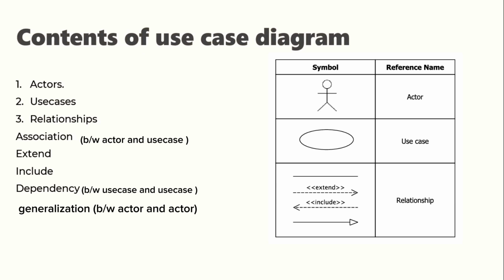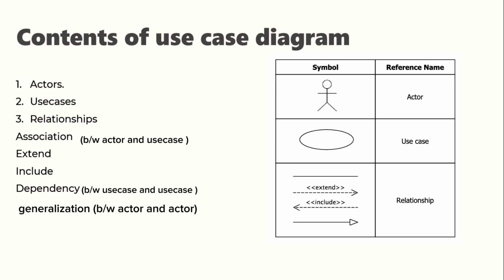So what are actors? Users or systems that interact with the system are called actors. An example would be the customer or an admin. So we can call them the actors. And use cases mean the system functionalities or tasks, the actions that the system does. And relationships include association, extend, include, dependency.